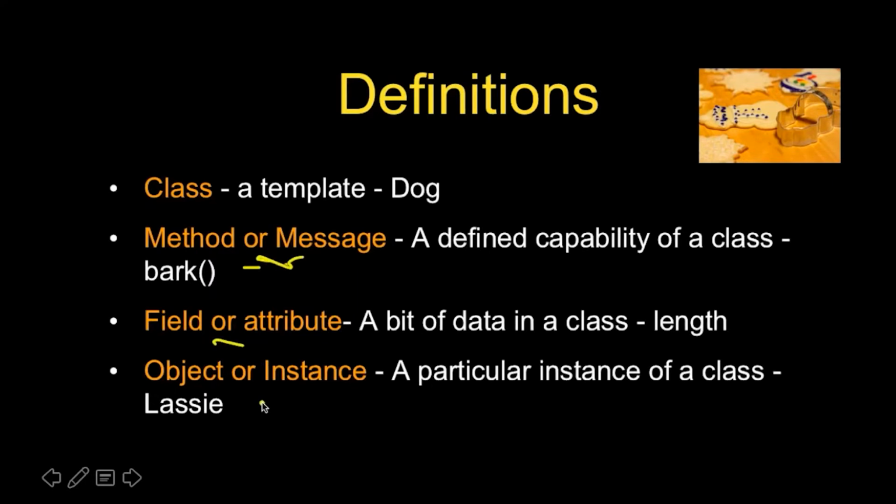Method is what I'll probably use. If you look in some object-oriented patterns like Smalltalk or Apple, they often will call these messages. So you can either access a method inside of a class or an object, or you can send a message to the object. The same is true for field and attribute. It's just a chunk of data that's in the object that you may or may not have the right to access.